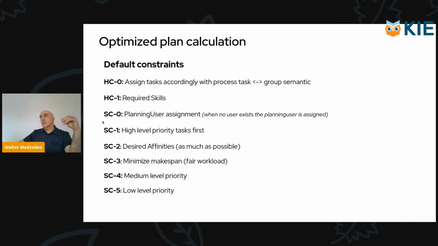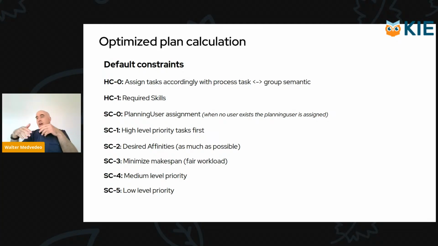Then we have another constraint here. Forget about this. I will try to show you later. Then we have a soft constraint. A soft constraint means that it's something that is not mandatory, but it's something that you would like to have. So what we are telling OptaPlanner with these initial soft constraints is, okay, when you do this calculation, not only consider that the group must match and the skills must match if there are skills defined for that, but also try to assign the higher priority tasks first.